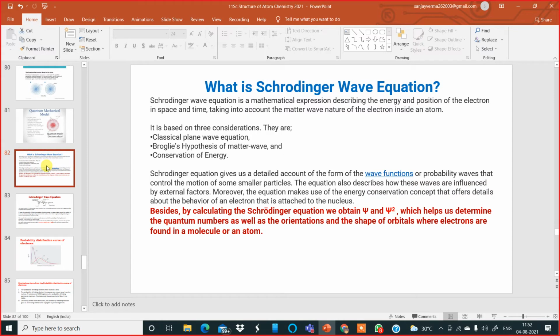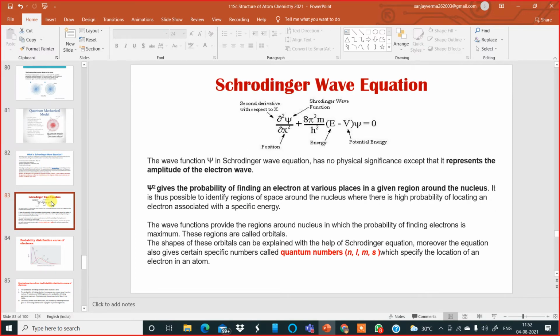What is the Schrodinger equation? If you look at the Schrodinger equation on the next slide, this equation is just for the purpose of visualizing it, because in chemistry we don't deal with the solution of this Schrodinger wave equation. We just have a look at this equation and try to understand the importance of this equation.